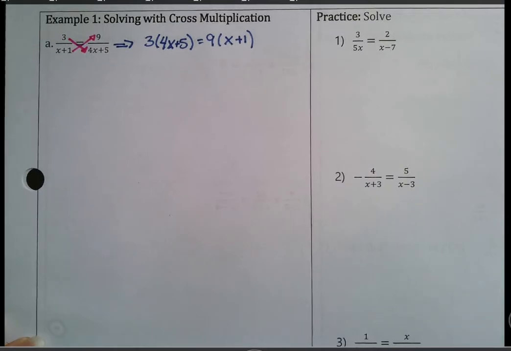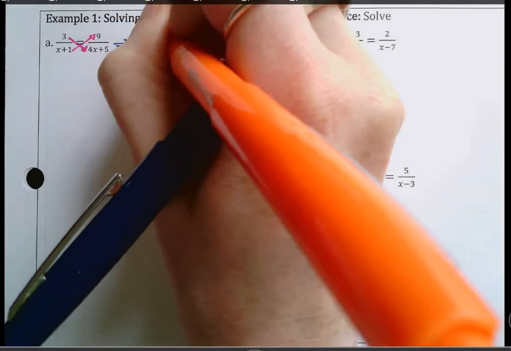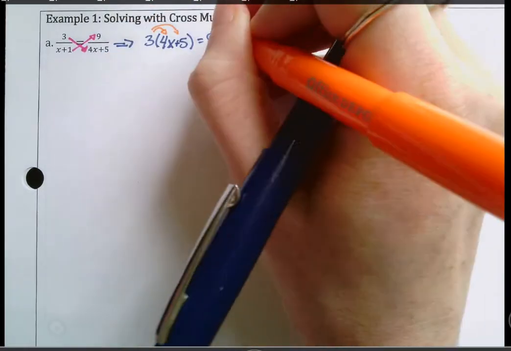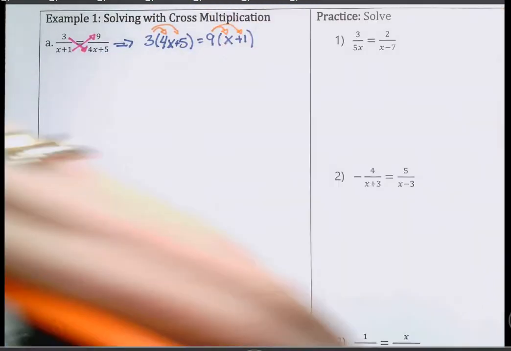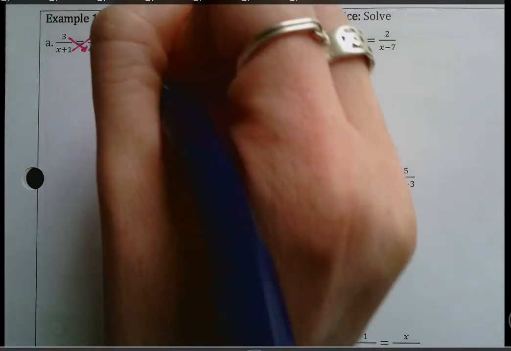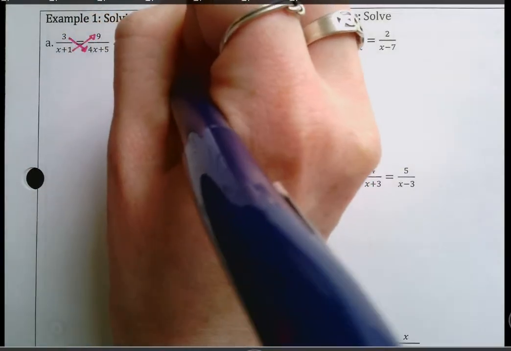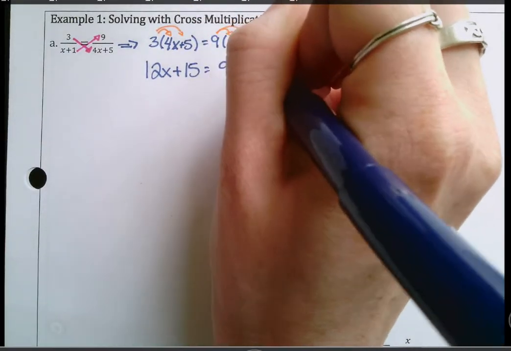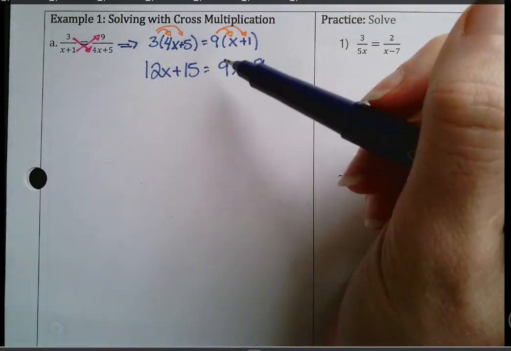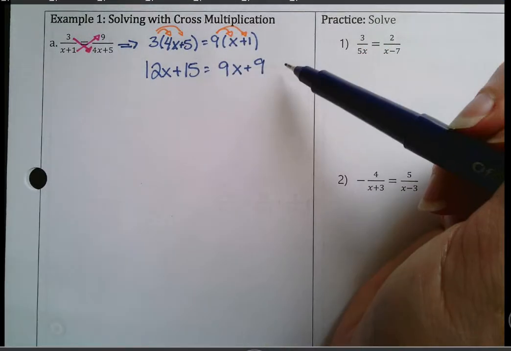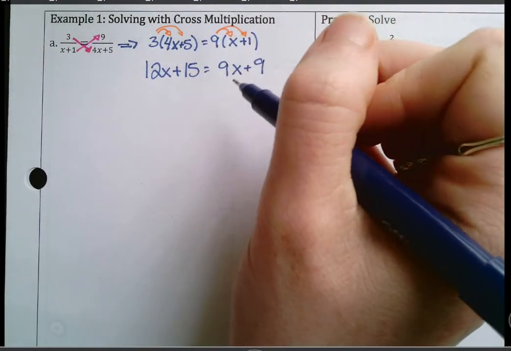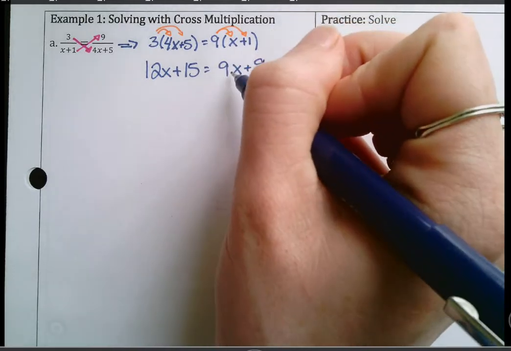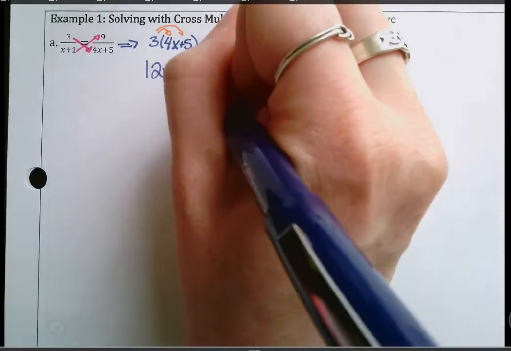From here, you're just solving like regular. So I would go in and I would say, okay, this 3, it's going to distribute here. This 9 distributes here. So my overall equation looks like a 12x plus 15 is equal to a 9x plus 9. Now I just want my x on one side and my constants on the other, so I can keep it positive on my constants. On my variable, I'm going to bring the 9 over to the other side.